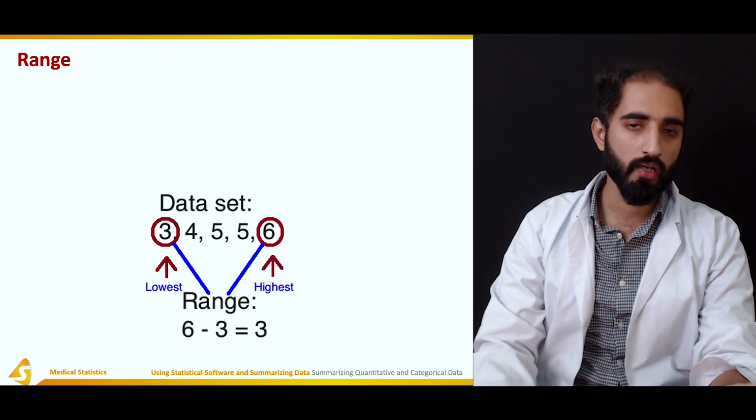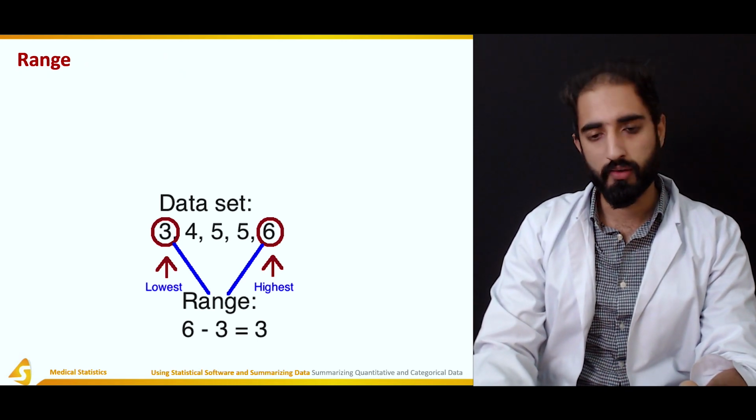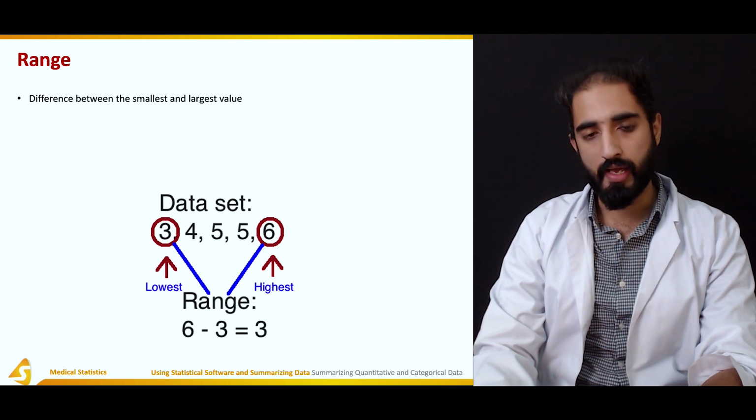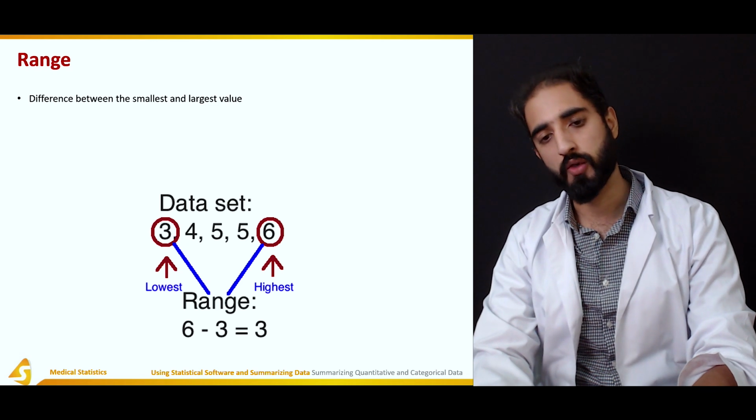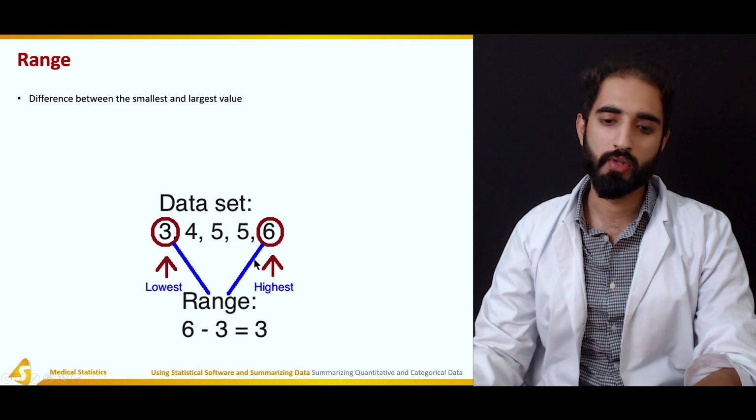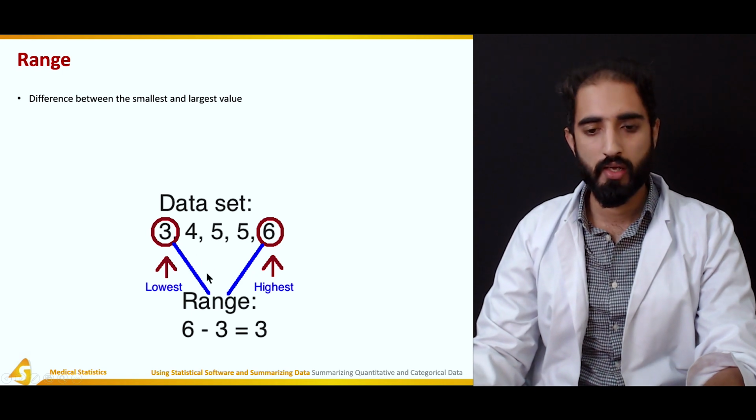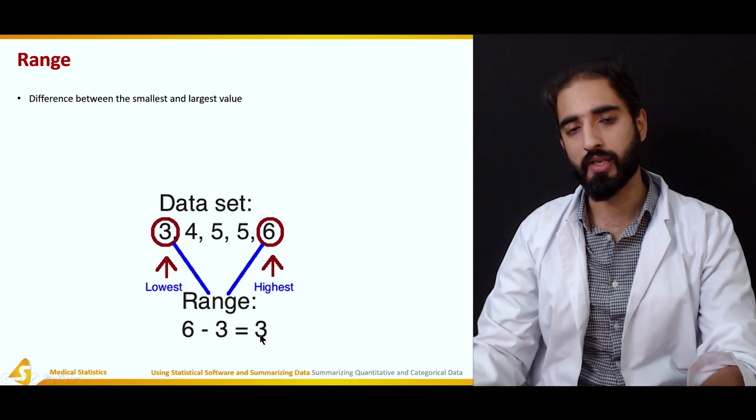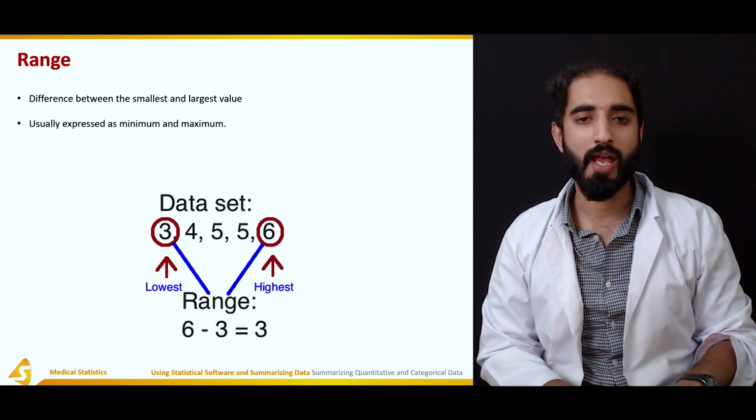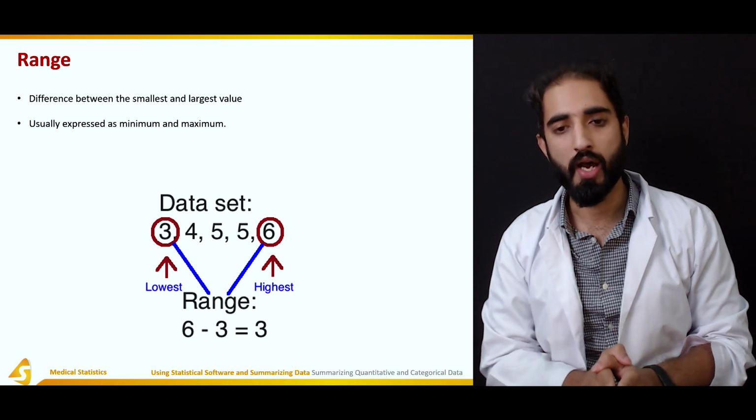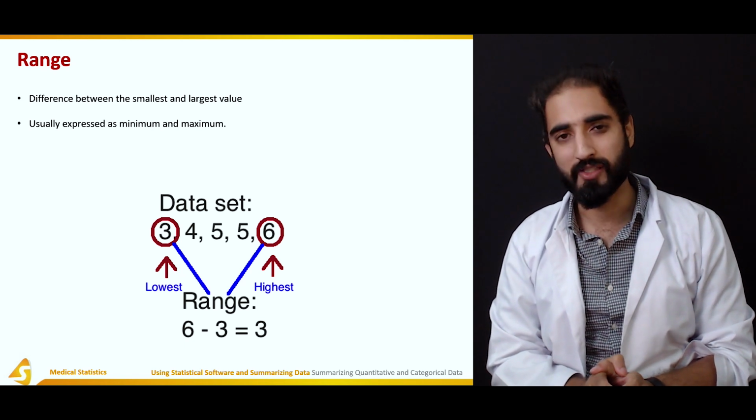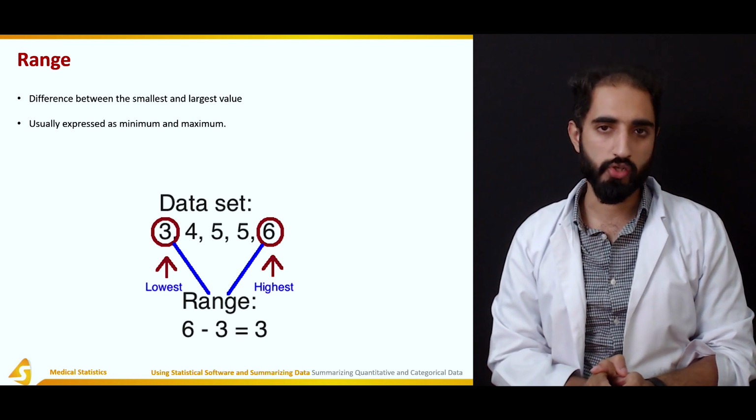Range is another thing with which we can interpret the variability, and it is the difference between the smallest and the largest value in the data. For example, if we look here, the range is the difference between the highest and the lowest value, which is 6 and 3. So 6 minus 3 is 3, so the range is 3. But it is usually expressed as a minimum and maximum, or the lowest and highest value, instead of just the range, which is 3, because that is more logical.